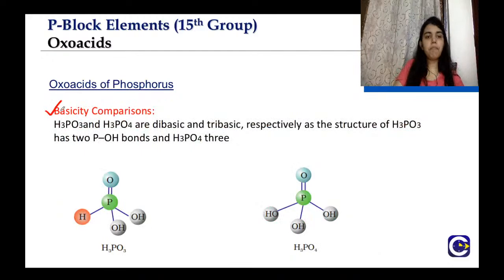Now basicity comparisons. Now here if you see H3PO3 and H3PO4, if you draw the structures here, H3PO3 is having 2 OH groups, so it is dibasic. H3PO4 is having 3 OH groups, so it is tribasic in nature.